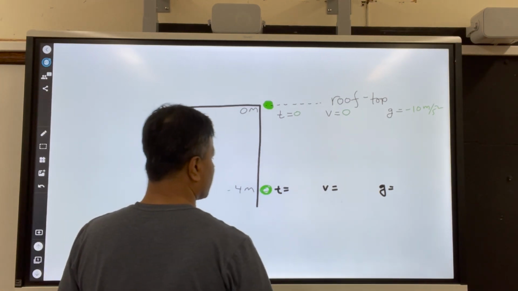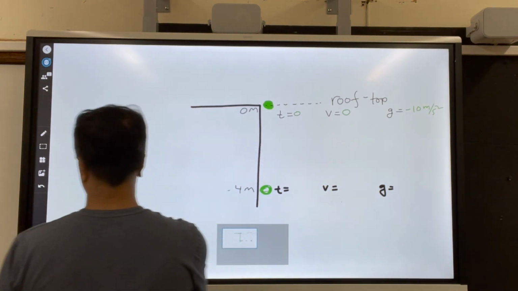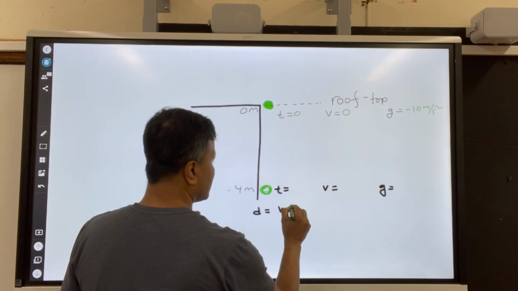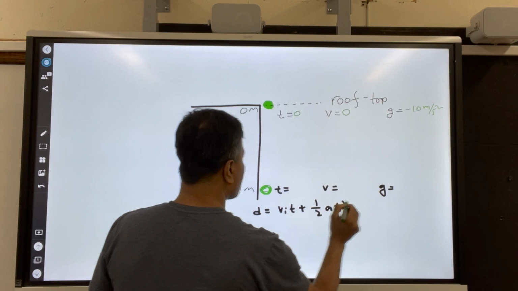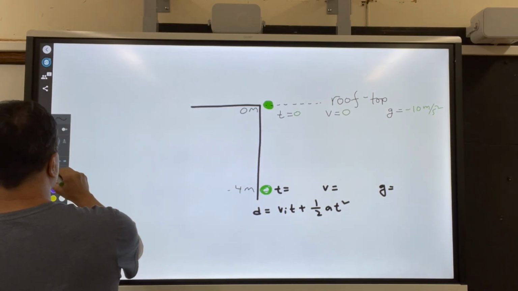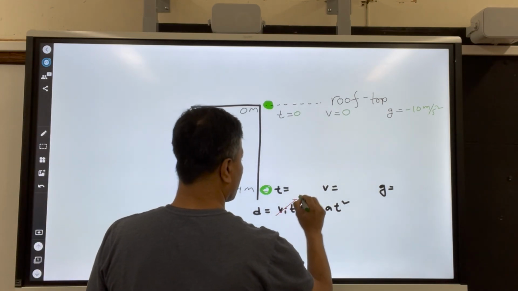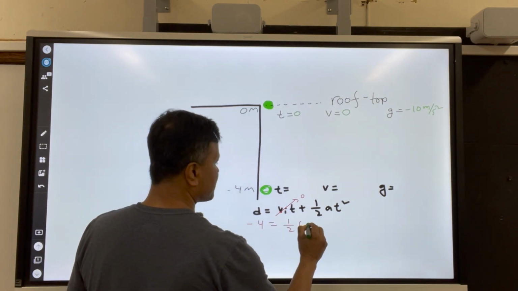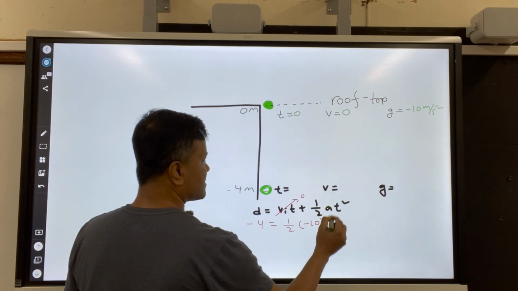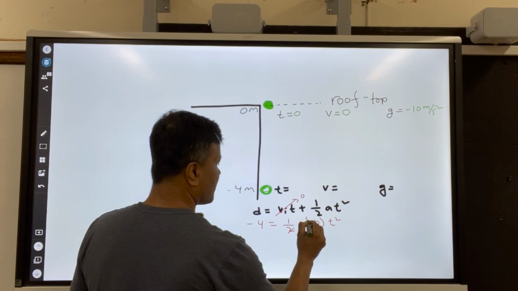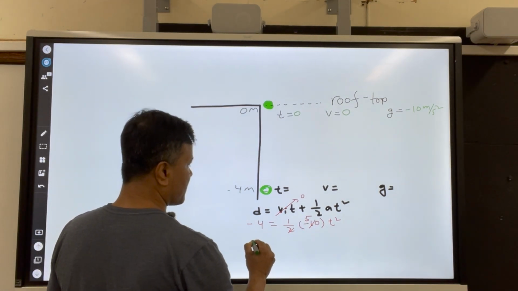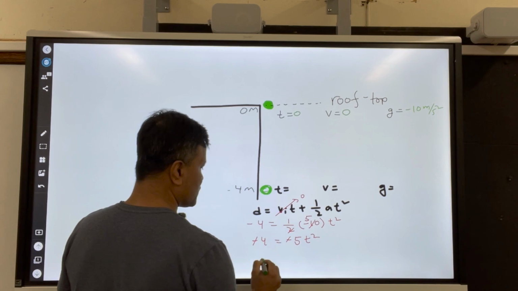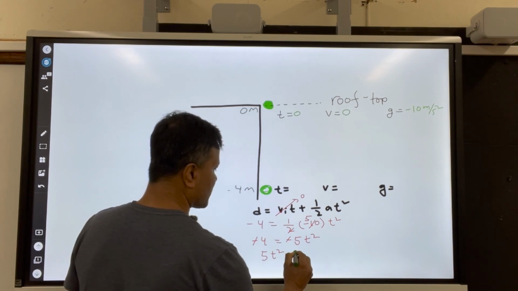T over here, how can we find the t? To find the t is very simple. The equation we use many times: d is equal to v_i t plus half a t squared. Of course, since you're dropping it, the initial velocity when you drop the object is zero. This is negative 4 is equal to half times negative 10, acceleration due to gravity, and t squared, right? So this is 5. So now you essentially have negative 4 is equal to negative 5 t squared. Negative negative cancel. So you have 5 t squared is equal to 4, right?